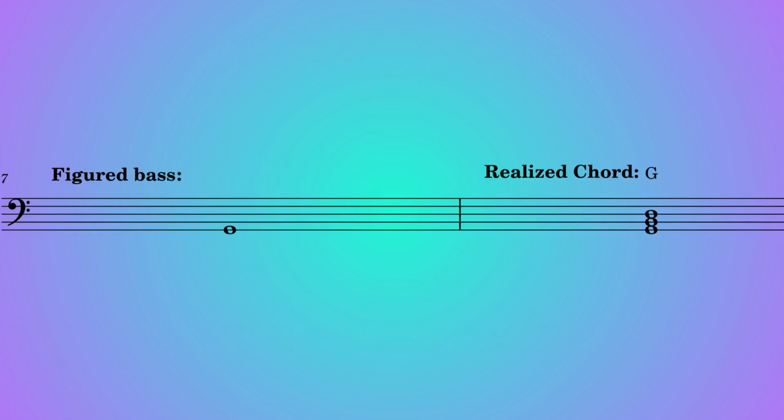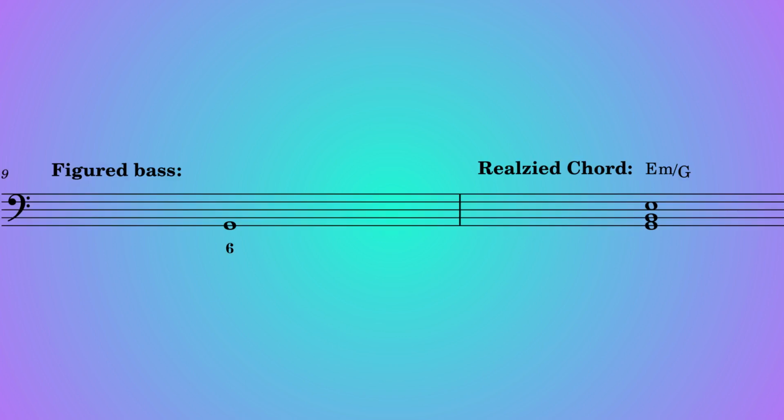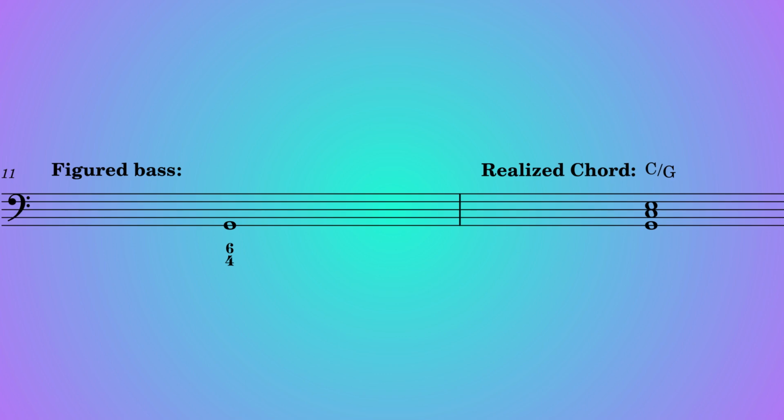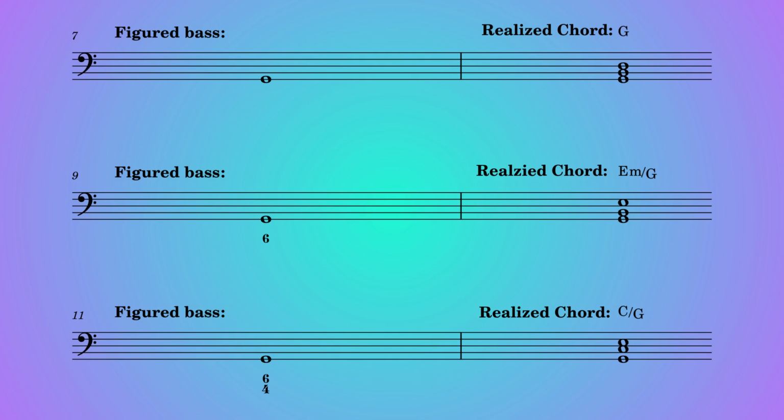The first chord is G major, as G is both the root and lowest note when there are no numbers for figured bass. The second chord is E minor over G. When there is a 6 for the figured bass, it means that the chord is in first inversion, or that the lowest note is the third of the chord. Finally, the third chord is C major over G. 6-4 in the figured bass implies a second inversion chord, which means that the fifth of the chord is in the bass. This alone is plenty to work through and practice, but I do want to go just a little bit deeper as to why these numbers apply to these chords.